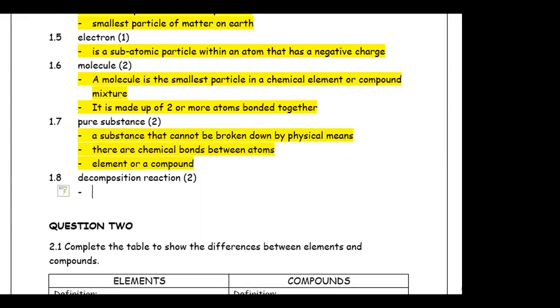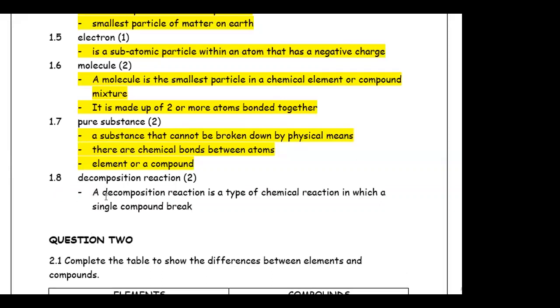What is a decomposition reaction? Ethan says a decomposition reaction is a type of chemical reaction in which a single compound is broken. Well done, Ethan. Now, these are really awesome answers. I like this answer because it's telling me that it's a chemical reaction, and that we're breaking down compounds in this reaction.